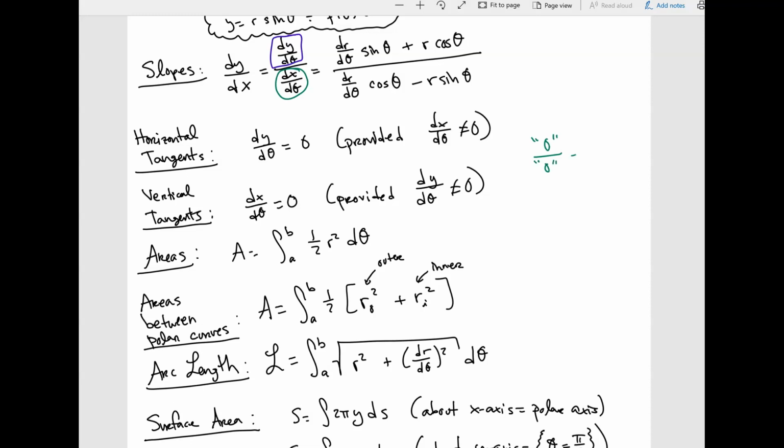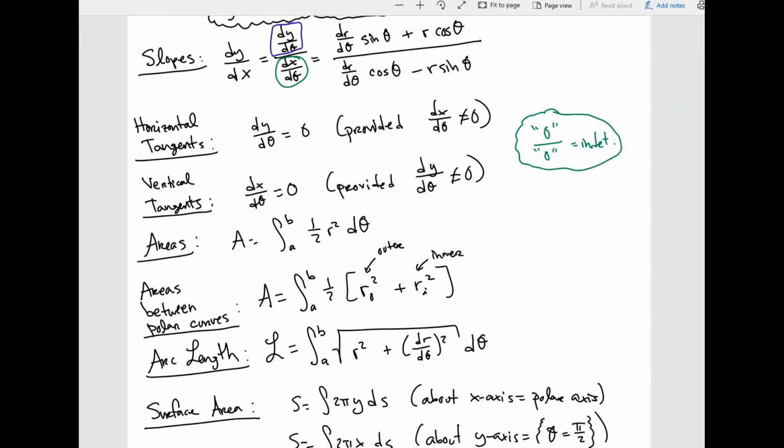And that's because you do not want the 0 over 0 thing, right? Because it's indeterminate. If this does happen where you have a value of theta that makes both the numerator and the denominator 0, then you have to take the limit of that, to see whether it is a horizontal tangent or a vertical tangent. This is really, really tricky. You have to be very careful with those.